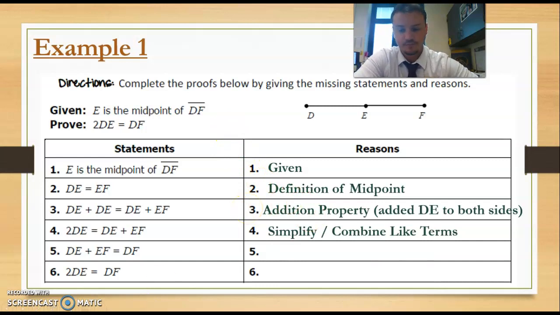And then number 5. So there are going to be times where number 5 in this particular case doesn't really come from statement 4. It actually comes from looking back at the diagram here. So statement 5 says DE plus EF equals DF. So they're saying that the length of D to E plus the length of E to F has to be equal to the whole length D to F. We know that's true because of the segment addition postulate that says if you add these two segments together, they should equal the whole.